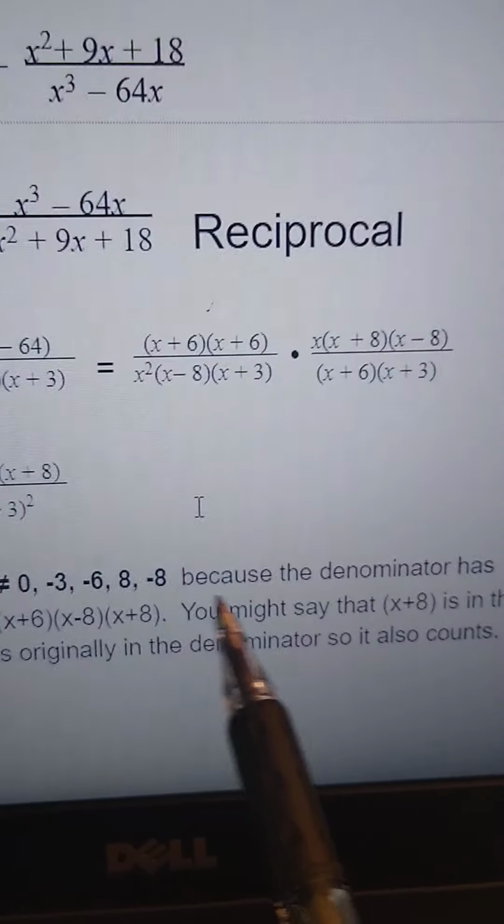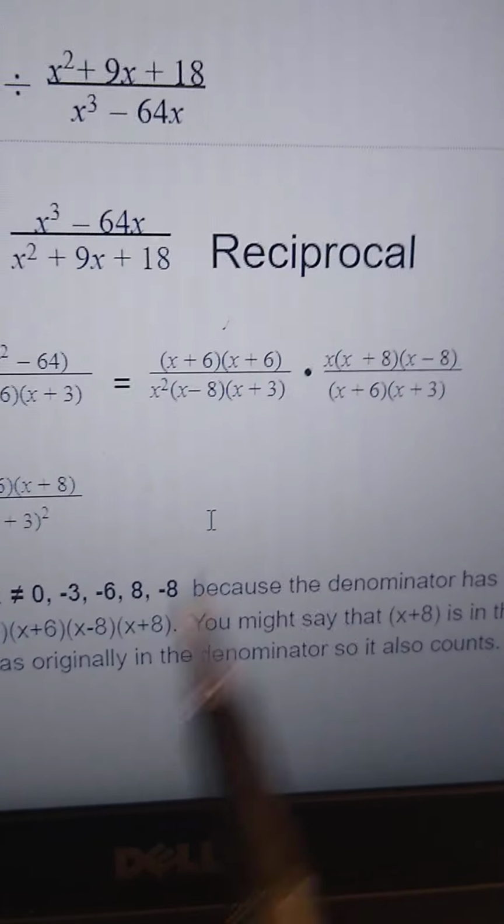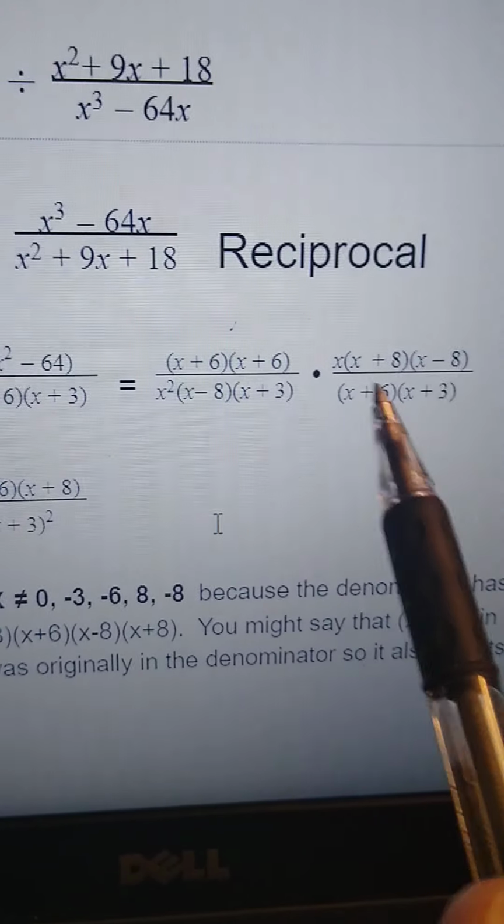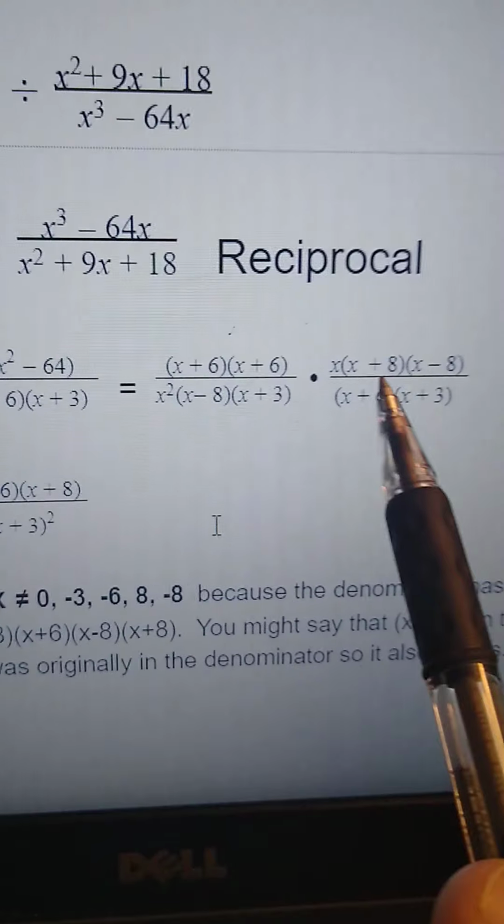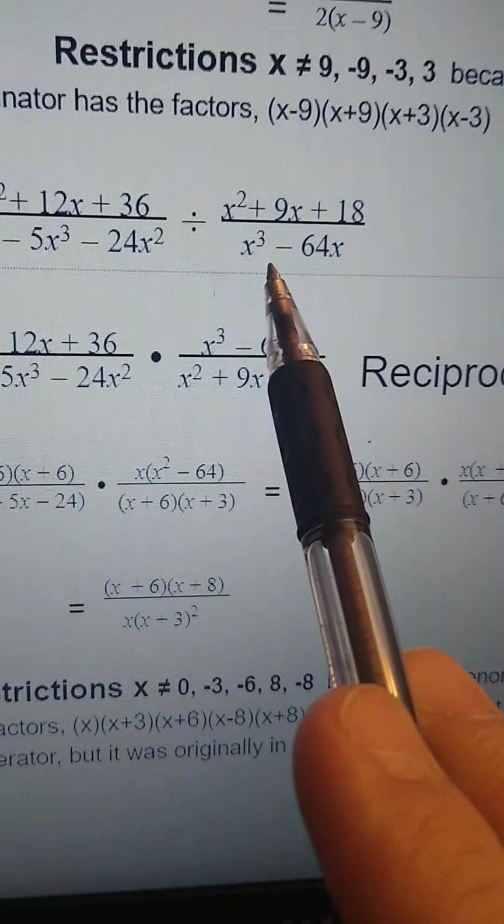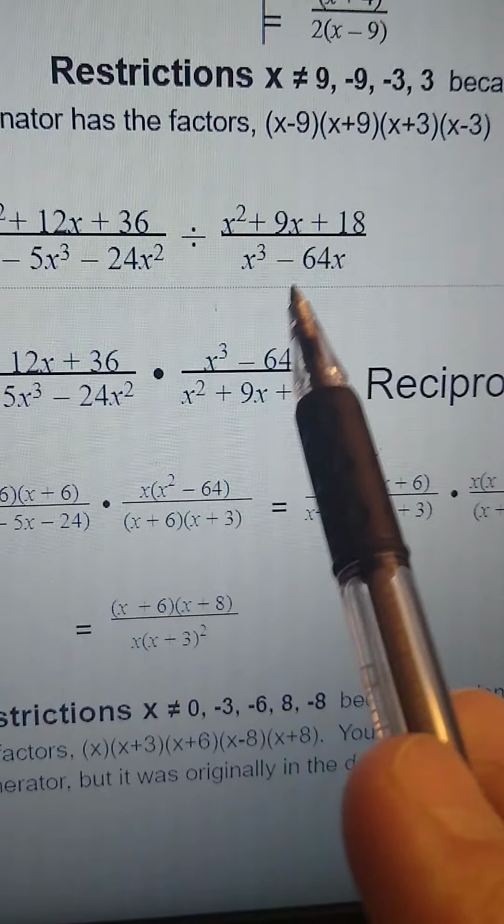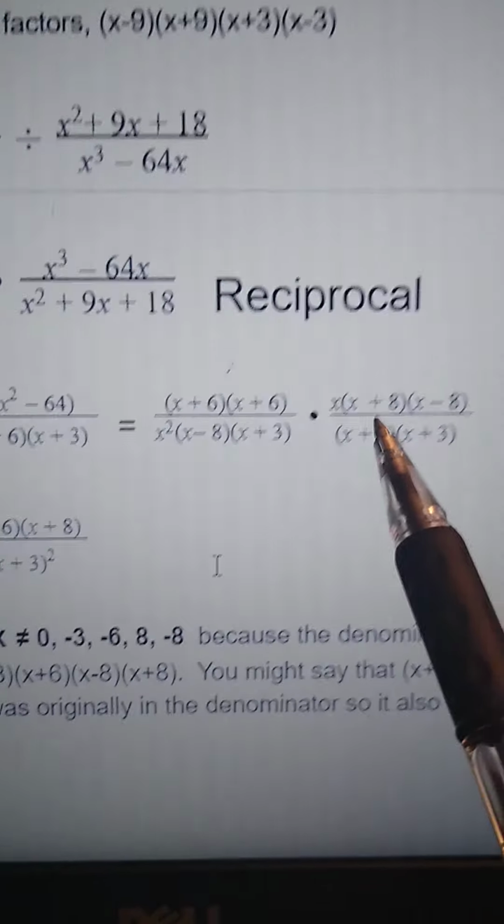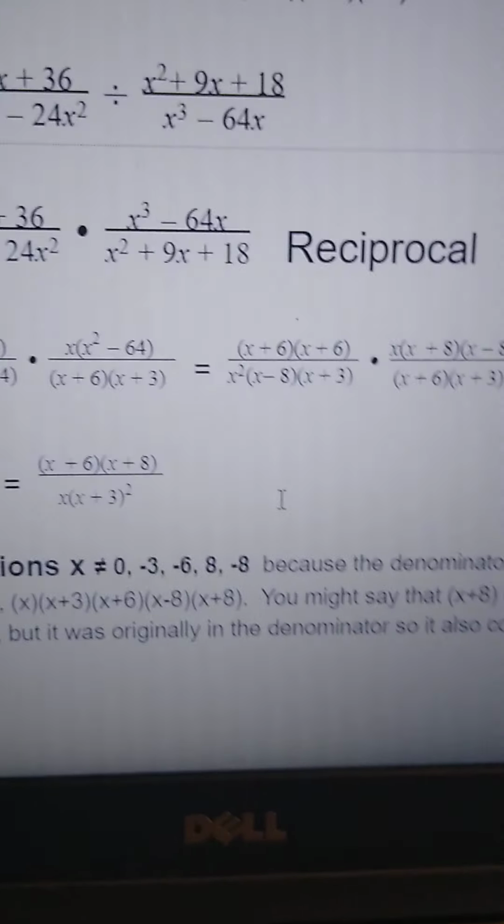And why would I use negative 8? Well, that comes from x plus 8. But you might say x plus 8 is in the numerator. And it is here at this step. But if you remember, that x plus 8 came from this original denominator. So that x plus 8 also has to be considered.